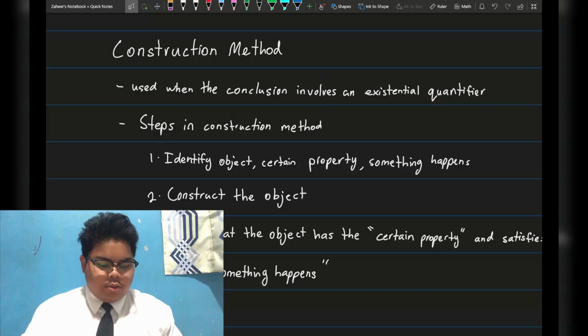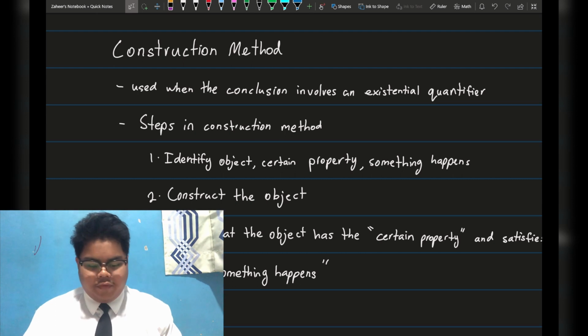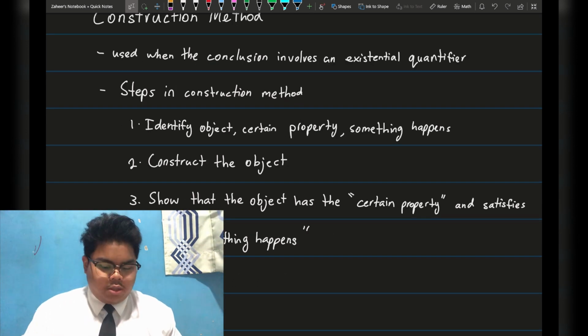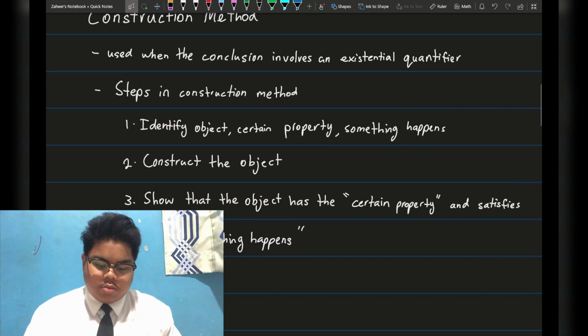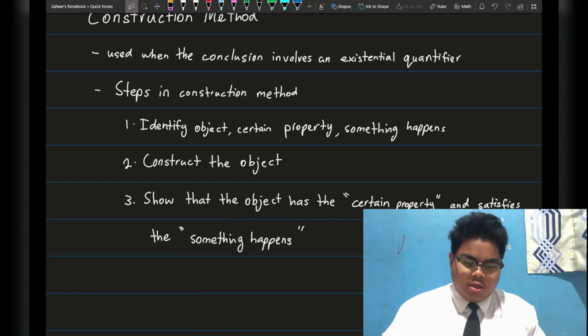Construction method, used when the conclusion involves an existential quantifier. Steps in construction method: identify the object, certain property, or something that happens. Construct the object and show that the object has the certain property and satisfies the something that happens.